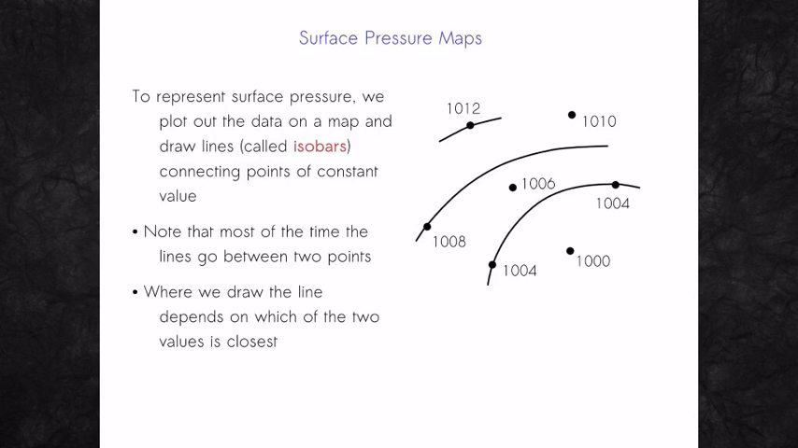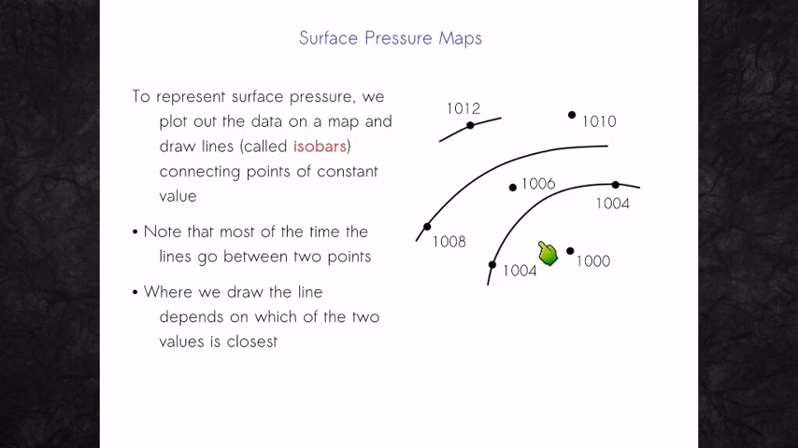So 3 isobars in this case. One where the pressure is 1,004, one where the pressure is 1,008 everywhere along that curve, and another where pressure is 1,012. So in the end, what I've done is I've taken that pressure data, which can be kind of unruly and difficult to manage, and I've turned it into a pretty simple graphical representation that's easy to interpret.